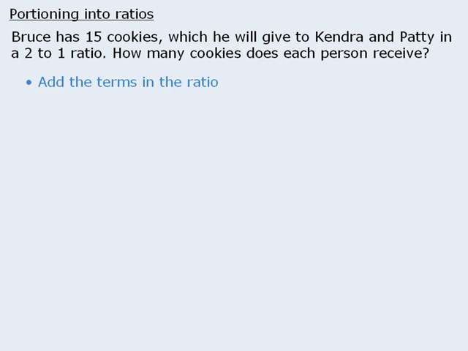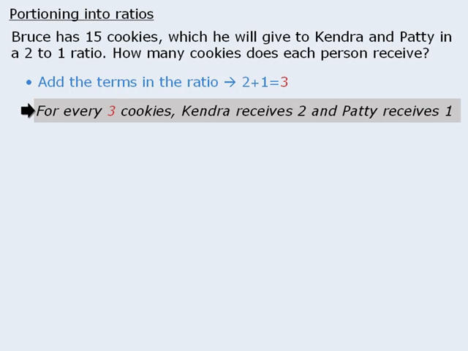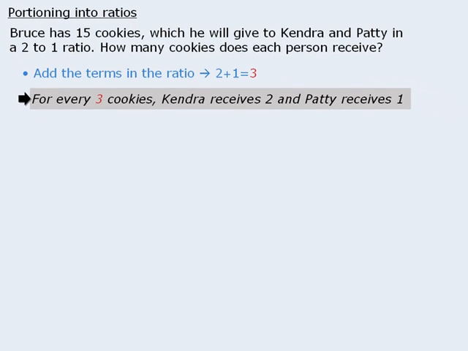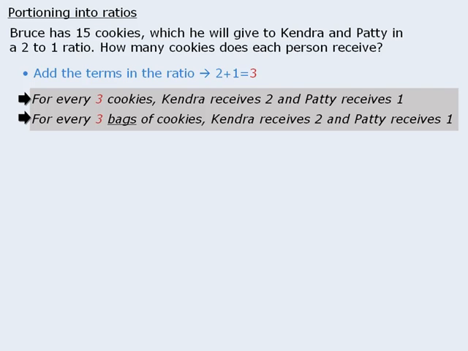To do this, we first add the terms in the ratio. So for this question, we add 2 and 1 to get 3. This tells us that for every 3 cookies, Kendra receives 2 cookies and Patty receives 1 cookie. Now here comes the most important part. If we had 3 bags of cookies with equal amounts of cookies in each bag, then we would achieve the 2-to-1 ratio by giving Kendra 2 bags and giving Patty 1 bag.